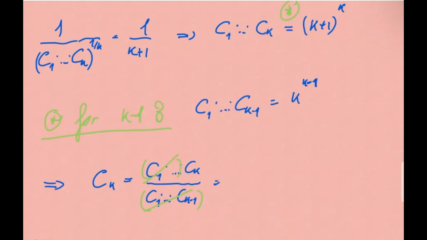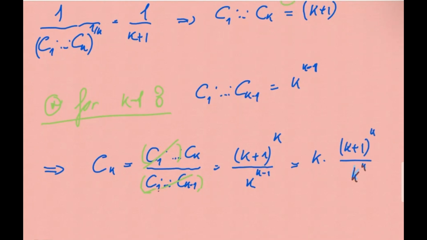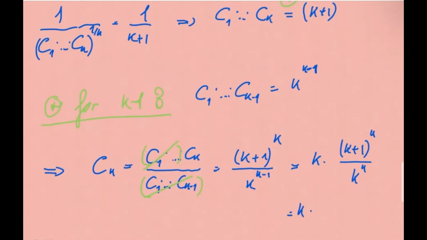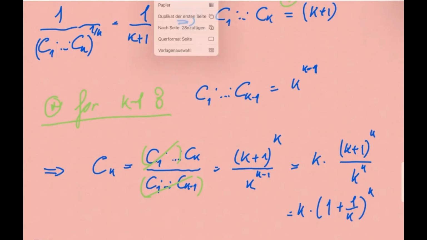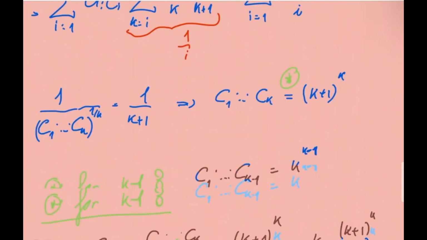But we know what these two different products are. We have here (k plus 1) to the power of k, and here we have k to the power of k minus 1. Let's pull this k to the power of minus 1 out, and this becomes k times (k plus 1) to the power of k divided by k to the power of k. And this is the same thing as k times (1 plus 1 over k) to the power of k. Great, so we have now our term for these c_k's that we can insert into our summation.